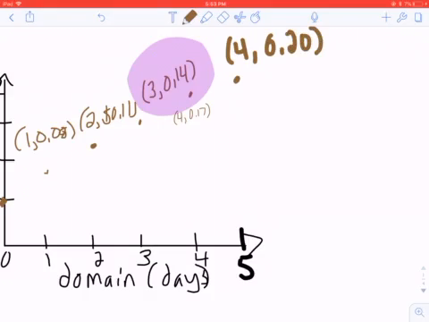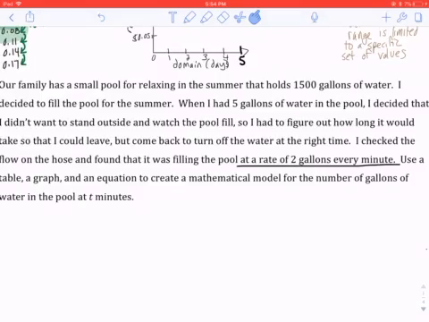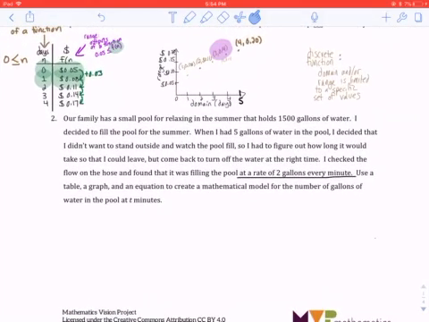Now, we're going to take a look at another type of function down below. We have a small pool for relaxing. It's got 1,500 gallons. We decide we want to fill it. When we had 5 gallons of water in the pool, we decided we didn't want to stand and watch it fill anymore, so we have to figure out how long it's going to take so we can just leave it. We just want to leave the hose in there and let it fill up. So we check and we see that it's filling at a rate of 2 gallons every minute.